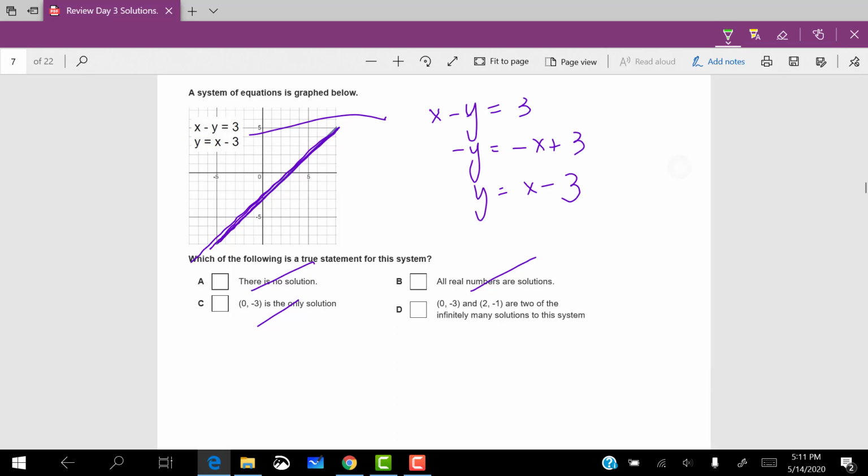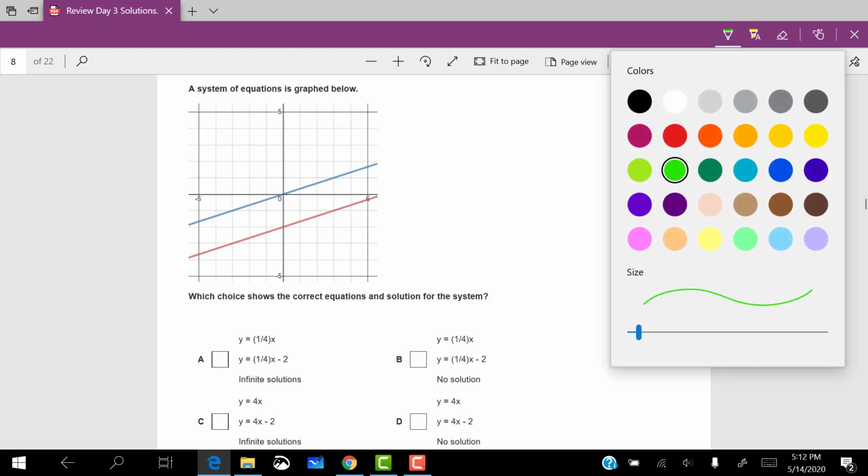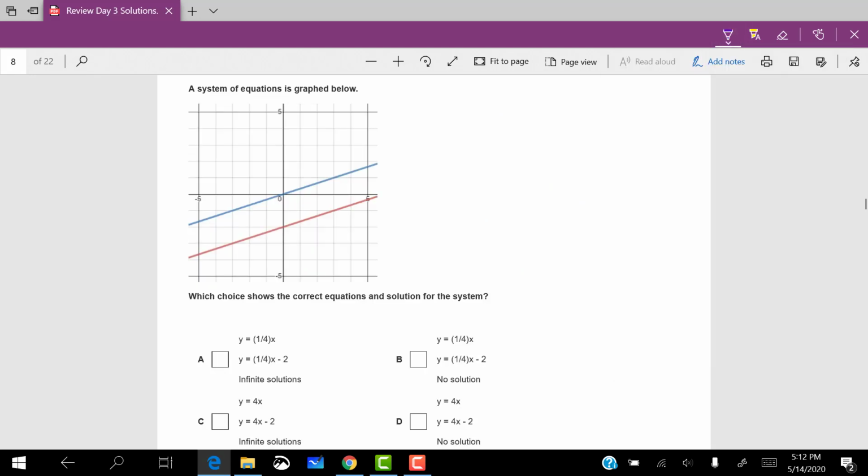0, negative 3, well, that's this point right here. That's on the line, so that's a solution. 2, negative 1, that's that point right there. These are two of the infinitely many solutions. That's true.